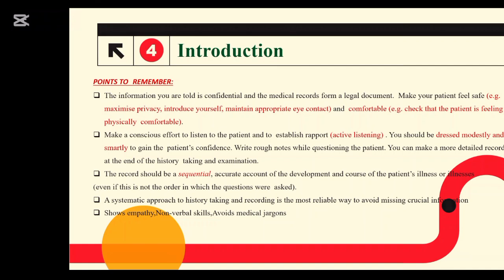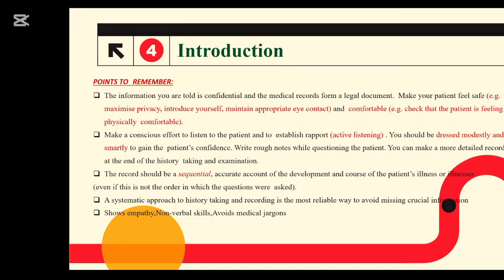The record should be a sequential, accurate account of the development and course of the patient's illness or illnesses, even if this is not the order in which the questions were asked. In layman's terms, sometimes we don't ask questions sequentially, but after you've gotten the history, always make sure that you put things in order: from the demographics to the presenting complaint, history of the presenting complaint, and so on.